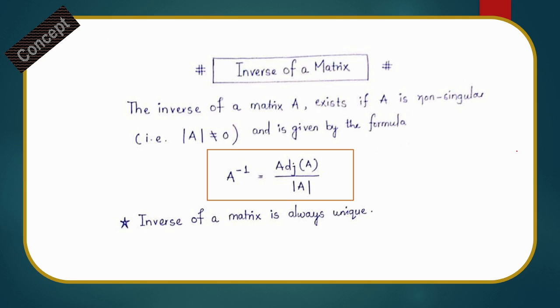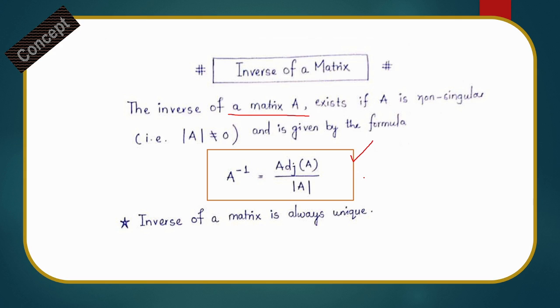So let's come to the concept of the inverse of a matrix. How to find the inverse of a matrix? The inverse of a matrix A exists if A is non-singular. Non-singular means, as we have seen, determinant of A not equal to 0, and it is given by the formula A inverse equal to adjoint of A divided by determinant of A. If determinant equal to 0, then 0 will come in the denominator, so the value will be infinite. So A inverse will not exist.